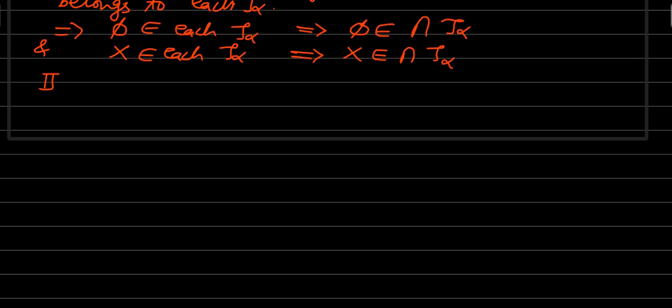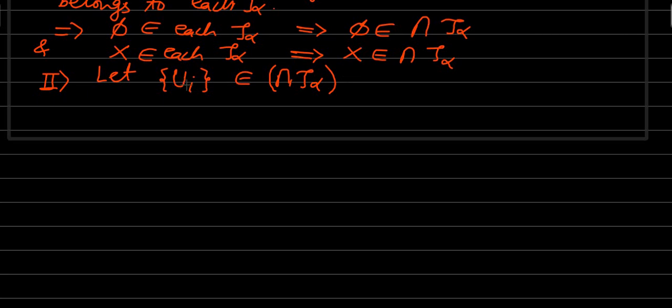So the second condition, let ui, where i belongs to some index set, belong to the intersection of τα. Let ui be the family of open sets in the intersection of τα. Then we have to show that their union is again in the intersection of τα.